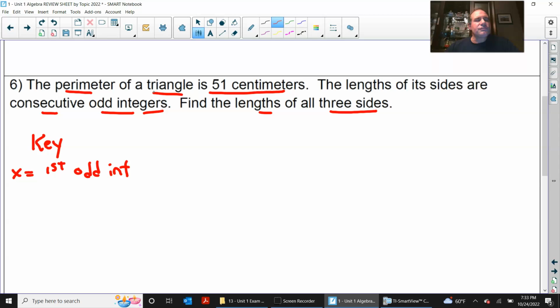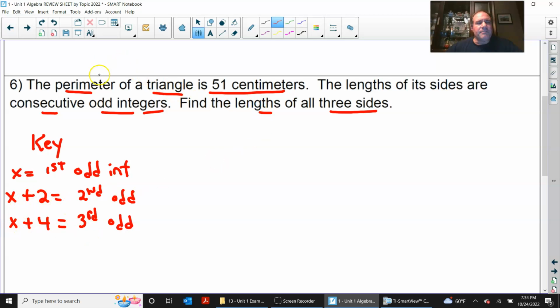Consecutive odd integers. Do you remember what we put for the key for the second one? Yes, it's x plus 2. Second odd integer. And then the third one, x plus 4. Remember, it has to skip a number. So if one odd integer is 3, the next consecutive odd integer is 5. The next consecutive odd integer is 7. It's really like you're adding 2 every single time. So this is third odd integer. If it was even, it would be the same thing. X and x plus 2 and x plus 4.